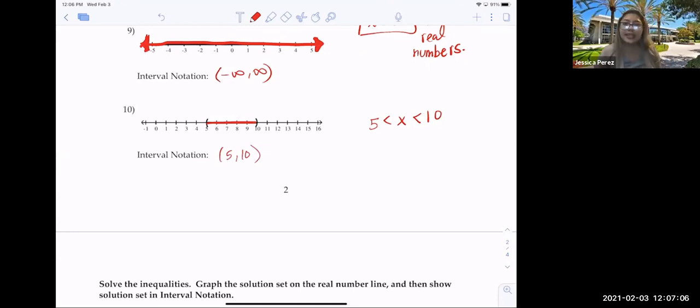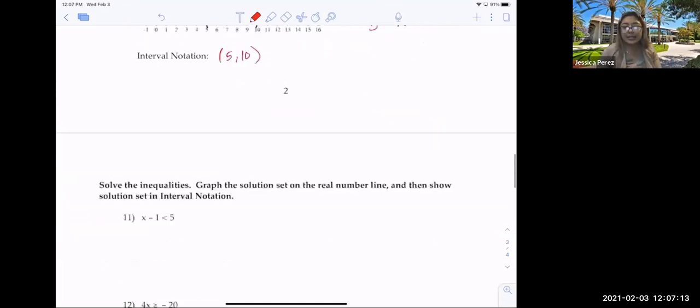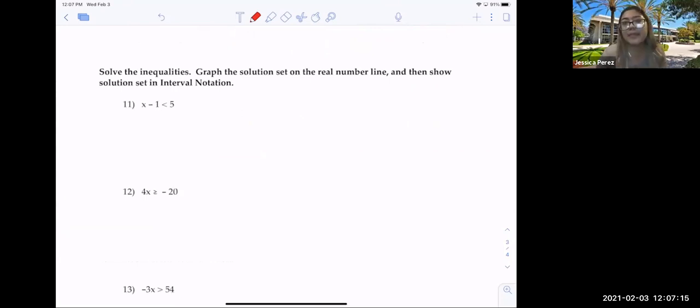All right, so next, what we covered right now was just identifying inequalities, identifying where they lie. But next, what we're going to do is solve inequalities. Do you guys all remember how to solve equations? They're very similar. If we have, let's say, x minus 2 equals 4, and I ask you to solve.